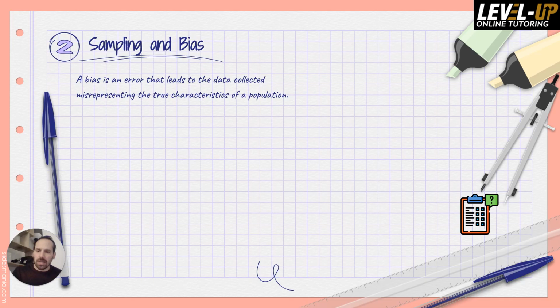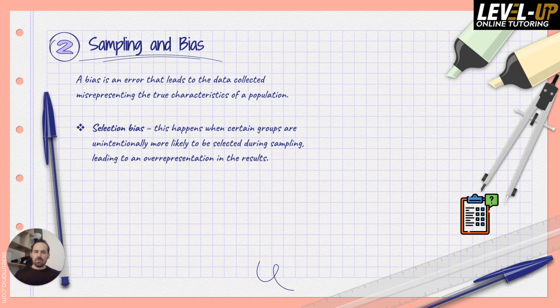Let's take a look now at bias. So we took a look at sampling. Now we can take a look at bias and how our methods of sampling and questioning could lead to bias. So bias is an error that leads to the data not being representative of the true characteristics of the population that we're trying to study. I'm going to go through some common biases, but there are many different types of biases, like there are many different types of sampling. I've just gone through some of the main ones that you would be taught and tested on in your exams.